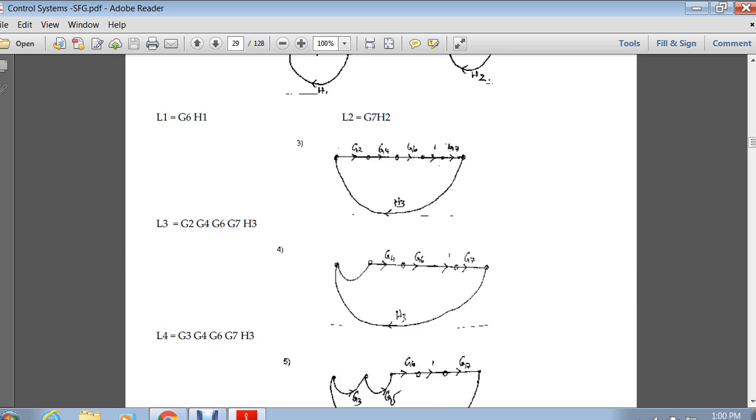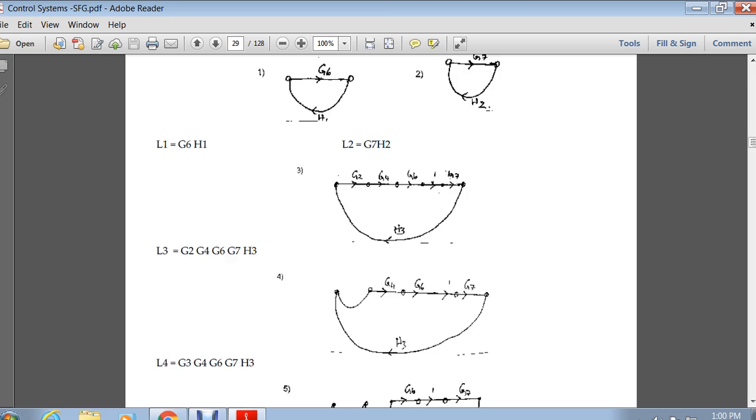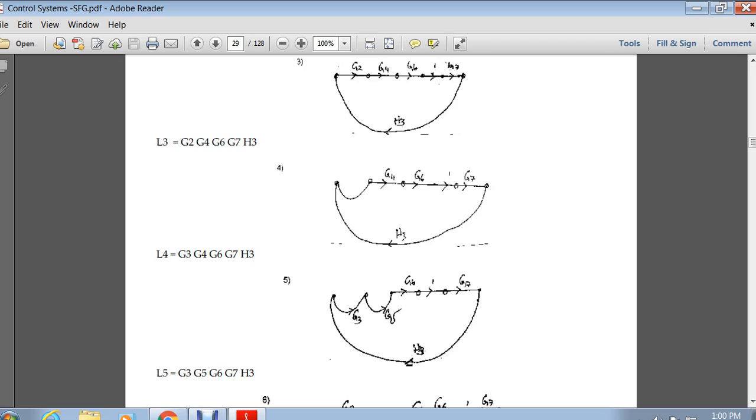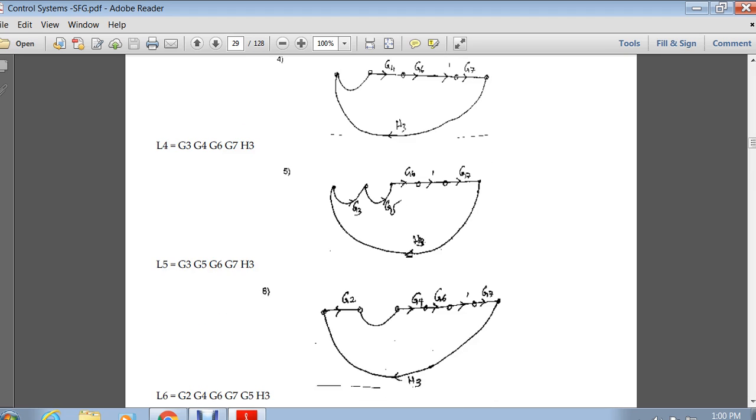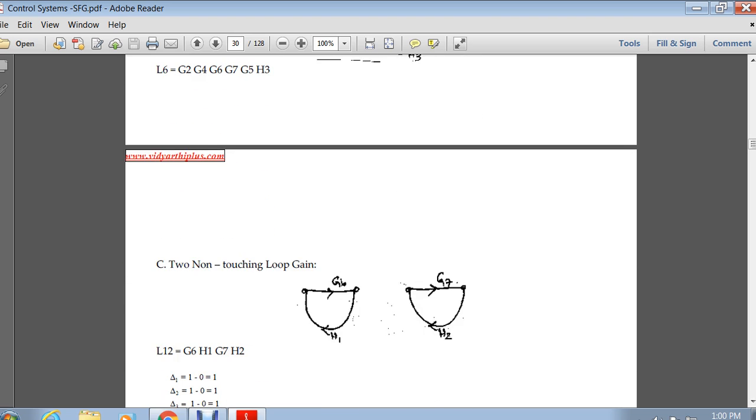From the first loop we can write the gain as G6 with H1. For the second loop we have the gain as G7 with H2. Coming to the third one, G2, G4, G6, G7 with H3. Coming to the fourth one, G3, G4, G6, G7, H3. The fifth one is G3, G5, G6, G7, H3. Coming to the sixth one, G2, G4, G6, G7 and H3. So these are the loop gains of the given system.